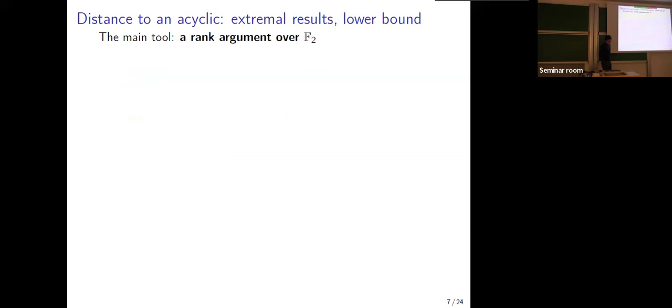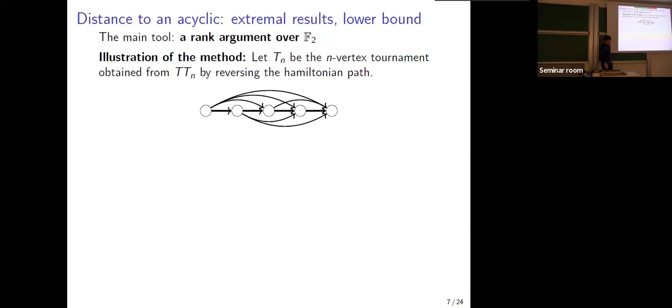Now let's prove the lower bound. The goal is to prove the existence of a tournament on n vertices such that you need at least n minus o(n) inversions to make it acyclic. The proof of this fact relies on an argument of rank in linear algebra over the field F2 with two elements, where the sum is modulo 2. To illustrate this method, we'll first show that there are two tournaments at distance n minus 1.